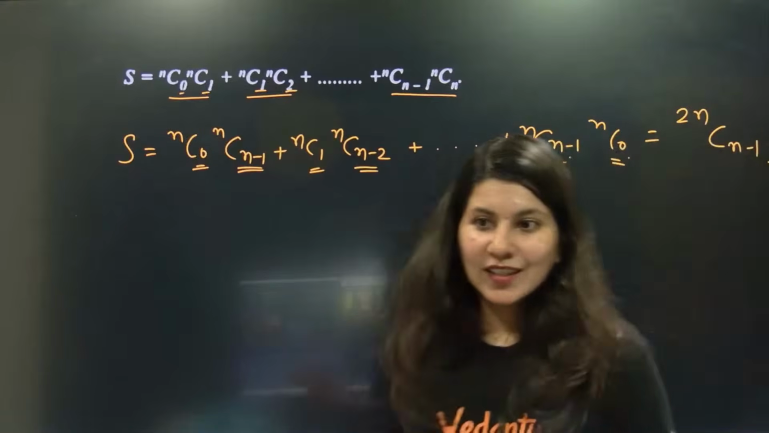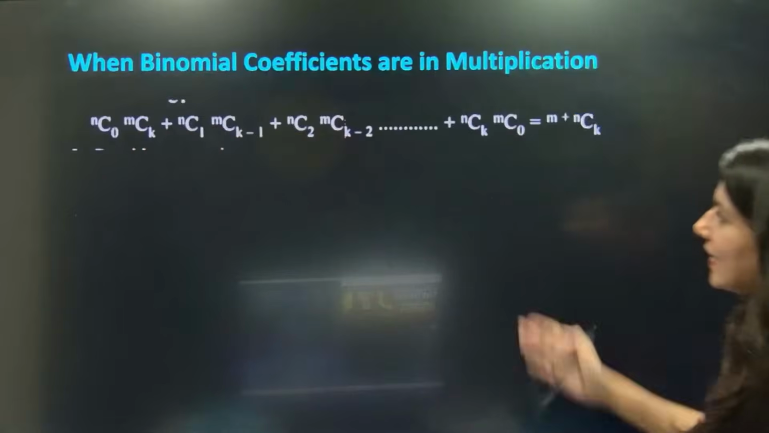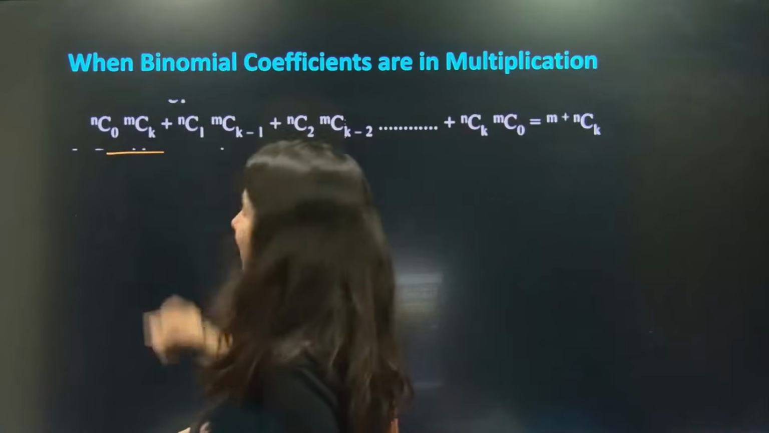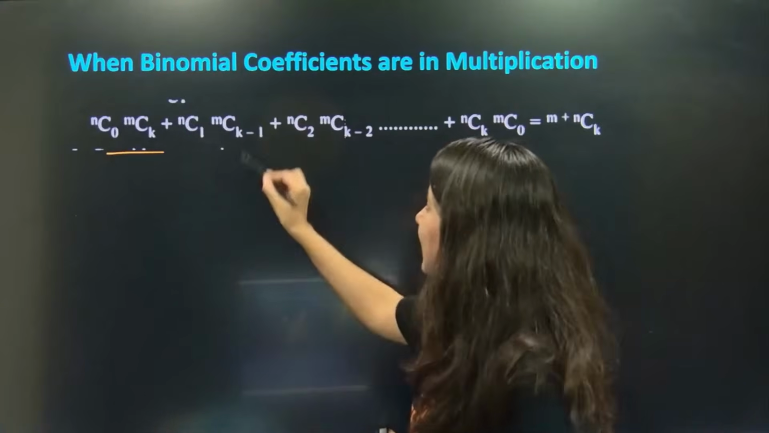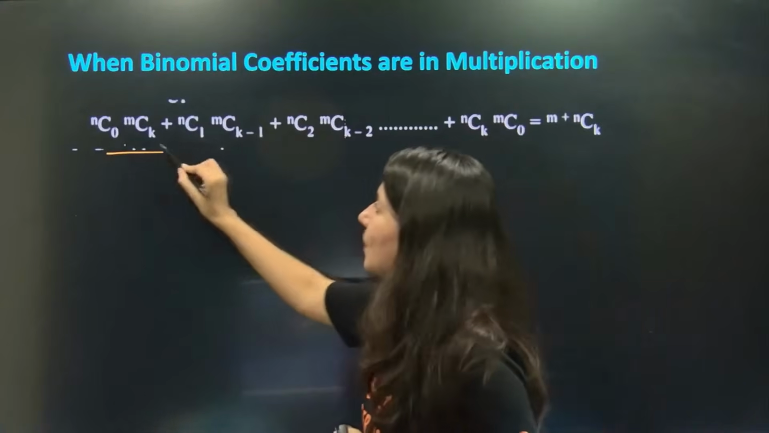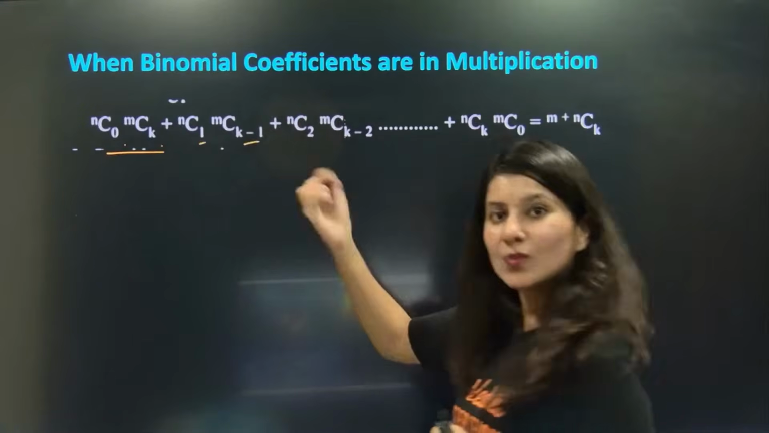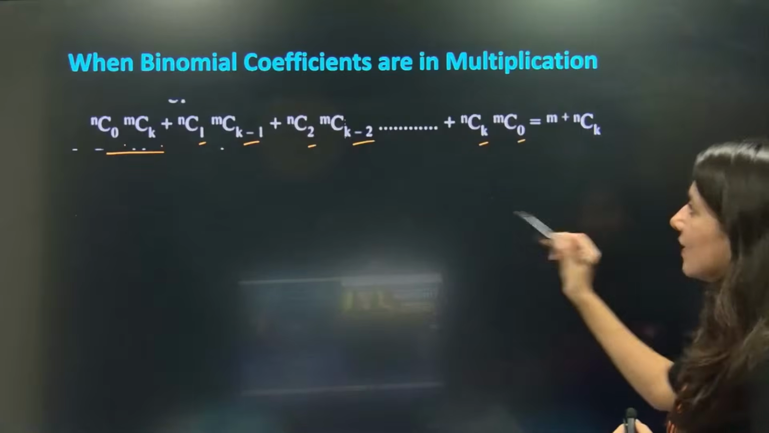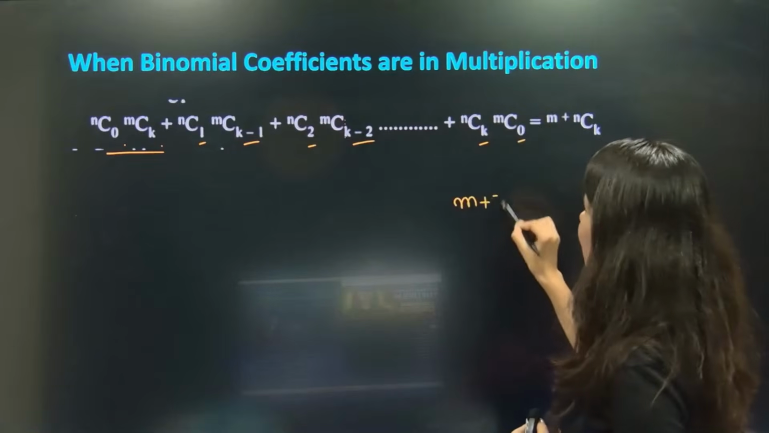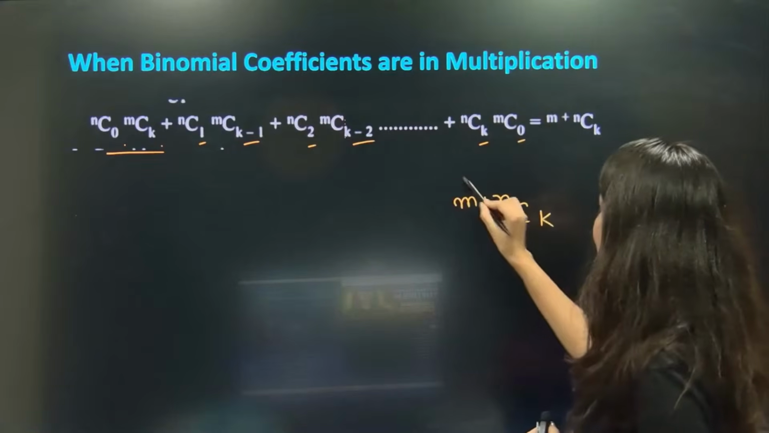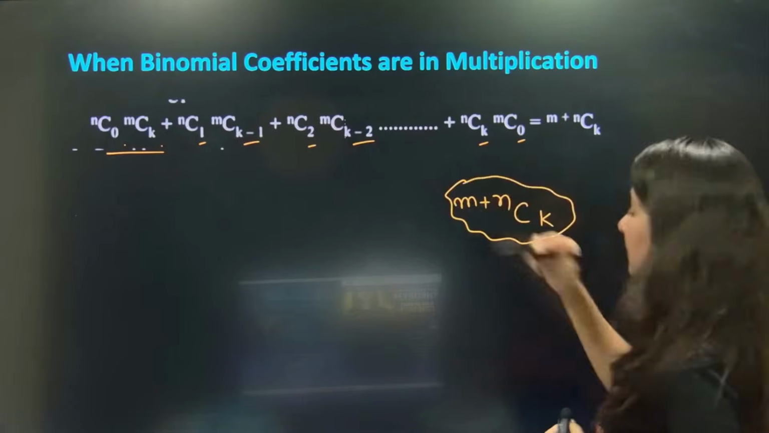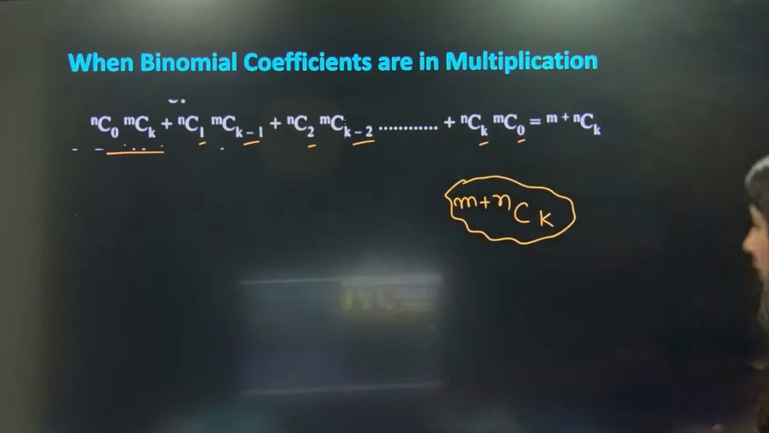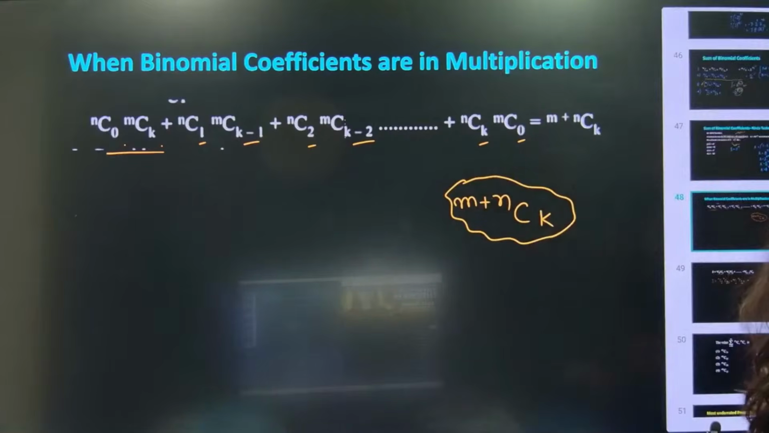That's it. Okay. Let me go back and tell you. See, nC0 mCk. Can you see? nC1 mC(k minus 1). So 0 plus k, k; 1, k minus 1, k; 2, k minus 2, k; k, 0, k. So basically it is going to be (m plus n) Ck. Okay. Alright. So again another.